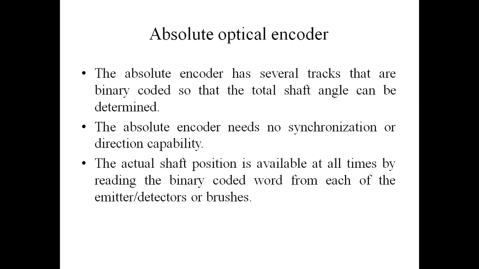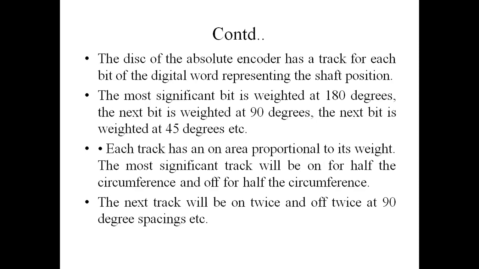When the encoder is incorporated into a machine, the zero position of the input revolution shaft is fixed and the rotation angle is always output as a digital value with the zero position as the coordinate origin. The absolute encoder has several tracks that are binary encoded so that the total shaft angle can be determined. The absolute encoder needs no synchronization or direction capability. The actual shaft position is available at all times by reading the binary coded word from each of the emitter-detectors or brushes.